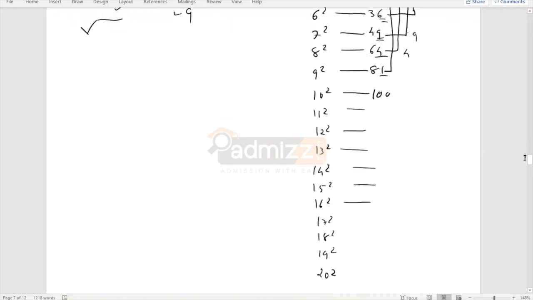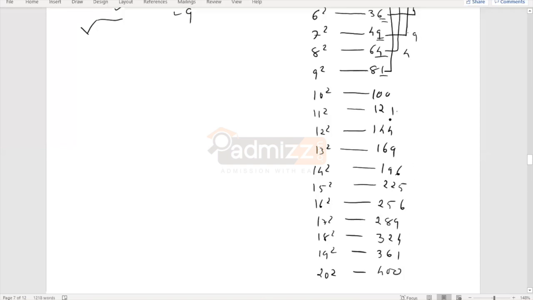Similarly, if you have 11 square you know very well 121, 12 square is 144, this is 169, this is 196, 15 square, this is 225, 16 square, 256, 17 square, this is 289, 18 square, this is 324, 19 square 361 and this is 400.